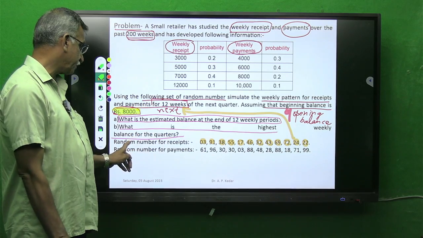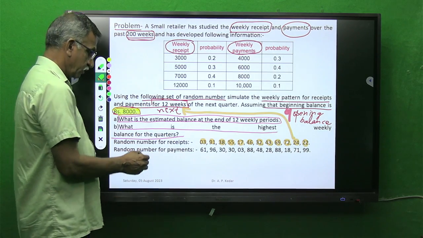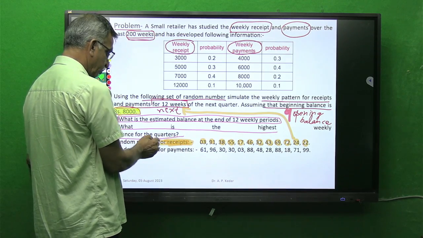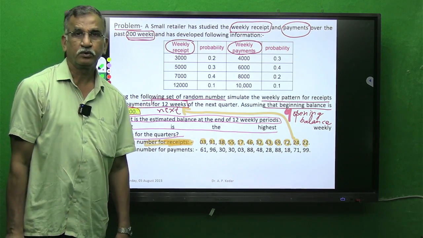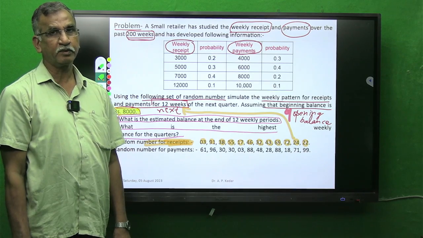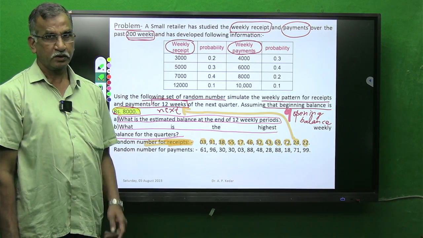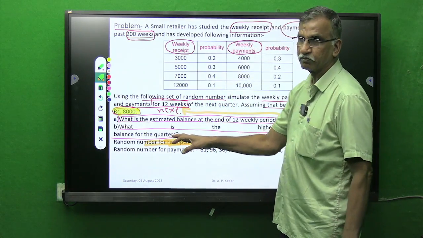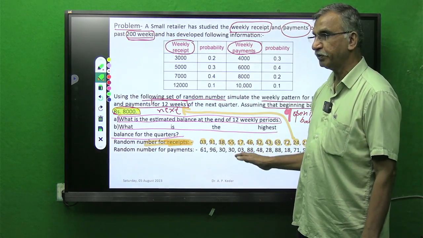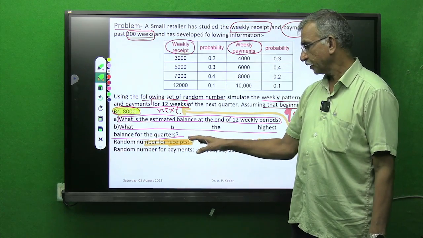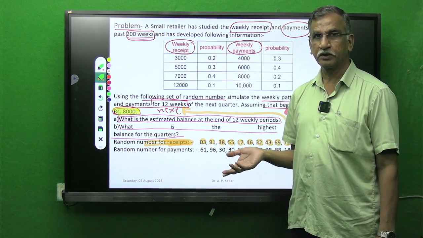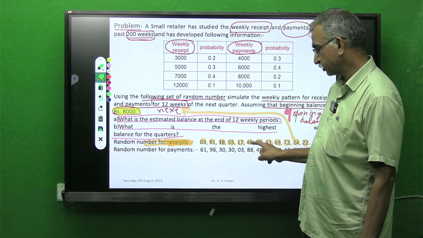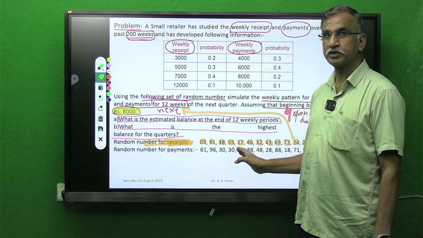Now since the random numbers are given for receipt, as in my early lecture, depending on the number of parameters to be evaluated, for every case your set of random numbers will vary. The random number set will not remain the same. Remember one thing, that whatever random number set is available for receipt will not be the same for payment, because receipt is one activity and payment is a different activity than receipt. Therefore the set of random numbers will be different if it is given.